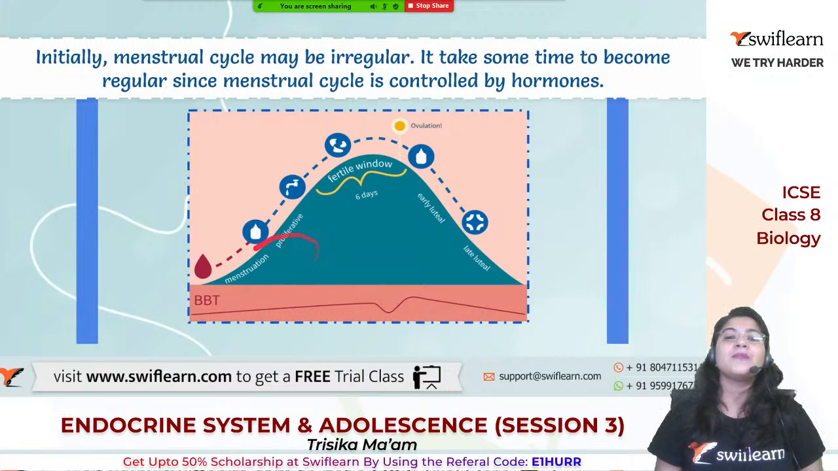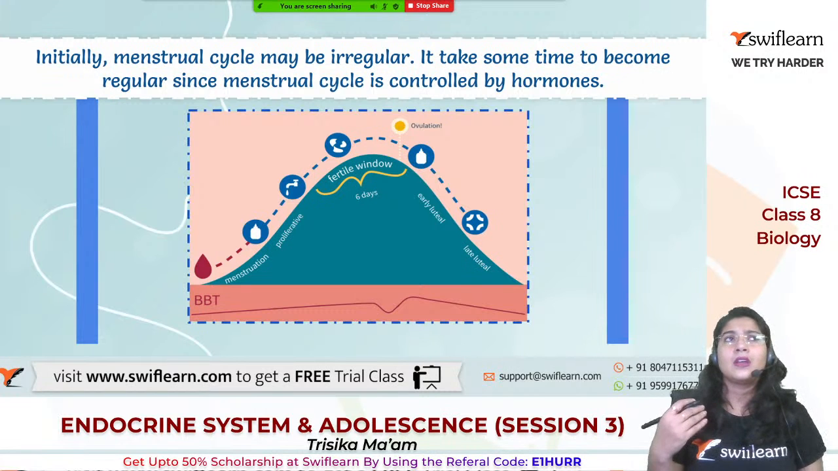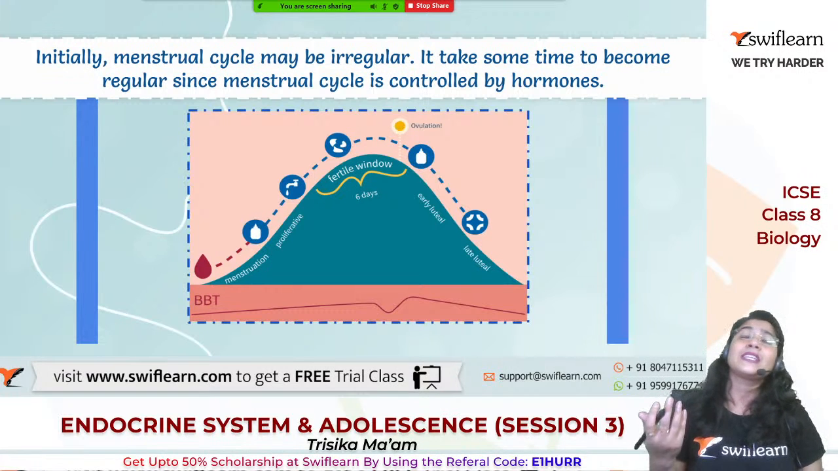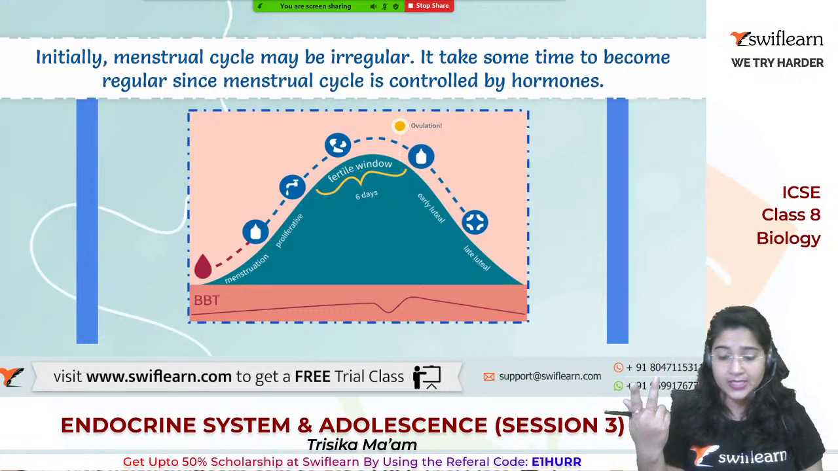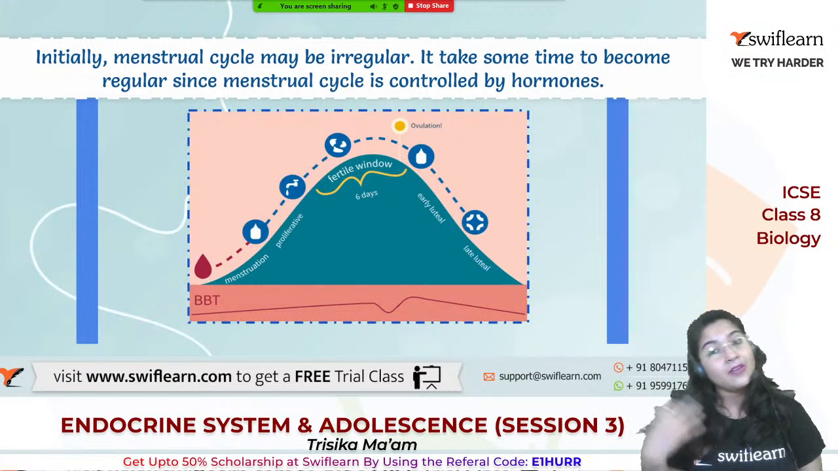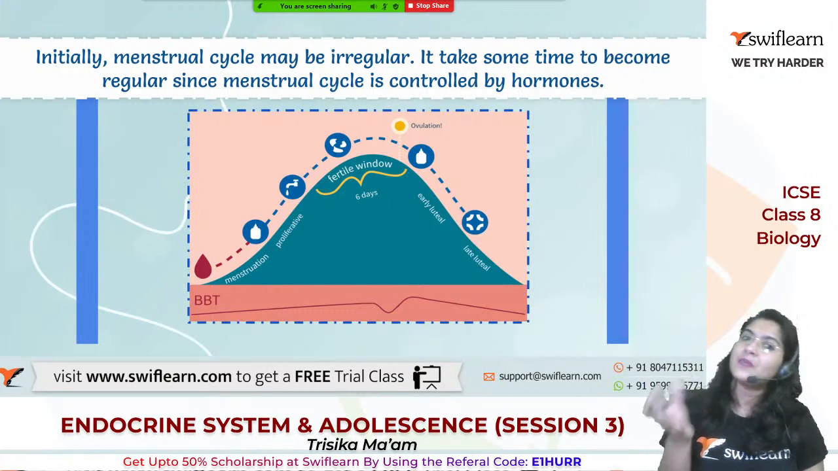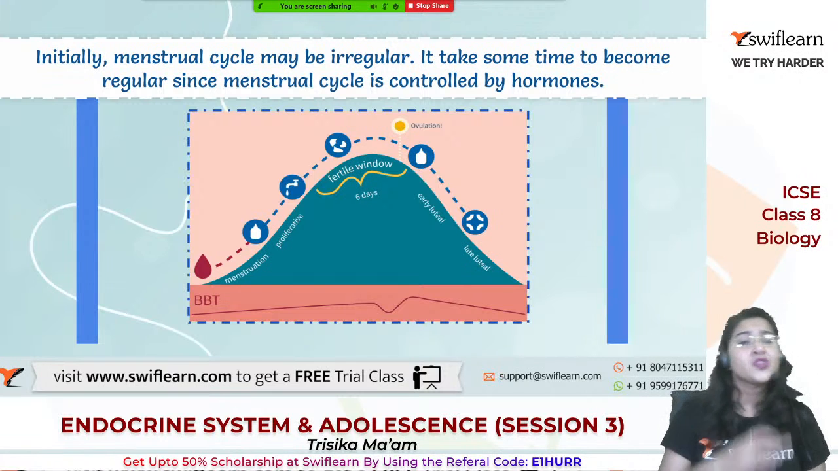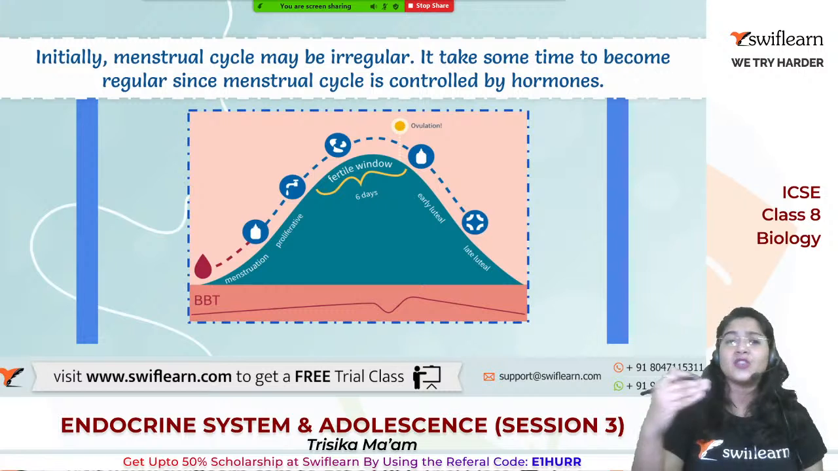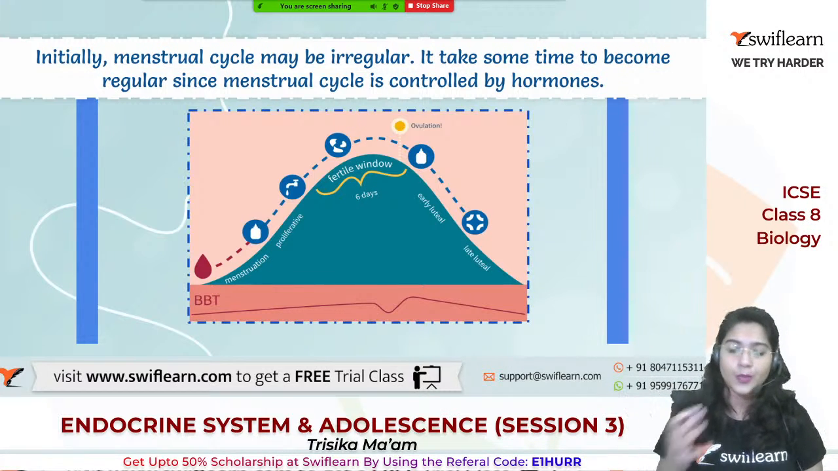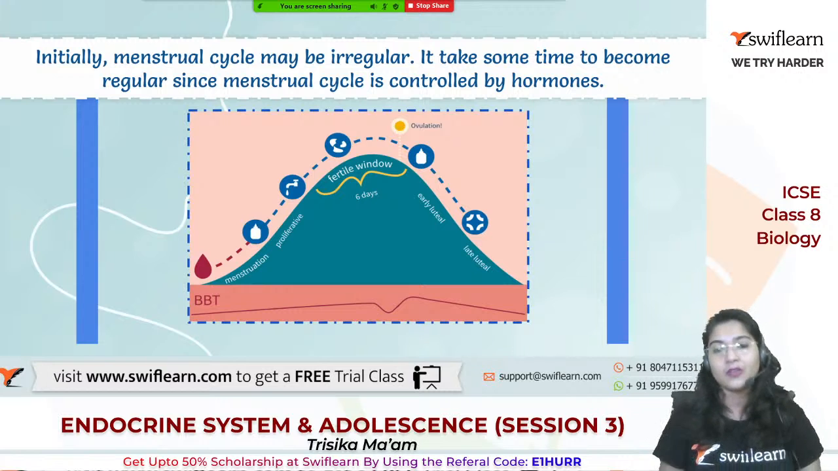So initially the menstruation cycle can be a little bit irregular, that is normal, and it can take place like twice maybe in a month, or it can take place within 3 or 4 months, it can happen once or twice, that is also possible. Maybe very regular, or it can be very slow. So it is not at all a problem, this is totally normal, and gradually it will take its time and become regular, which will be controlled by all the different hormones within our body.